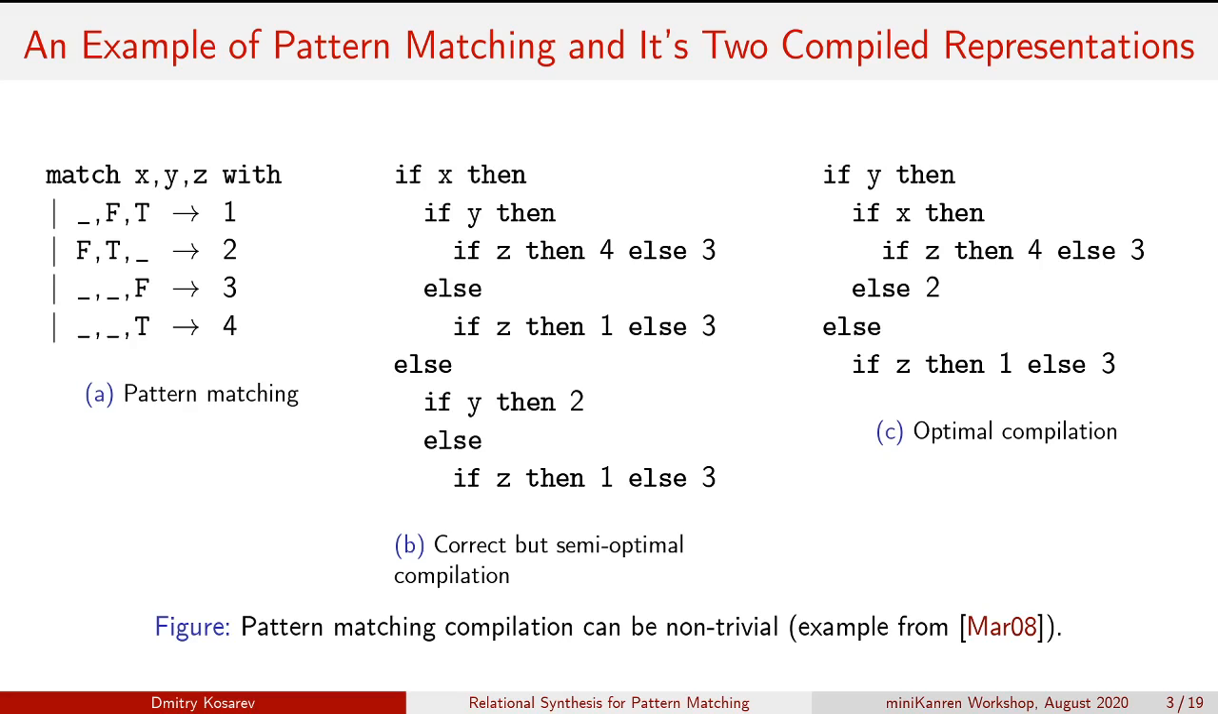This is an example of pattern matching where it can be non-trivial. On the left you can see matching of three boolean values. Semi-optimal compilation scheme is in the middle. It consists of 6 if expressions. The most effective compilation scheme is on the right and it has only 4 if expressions.